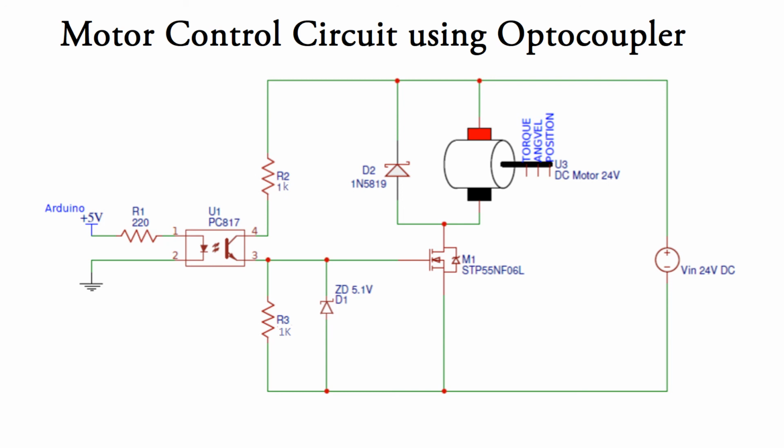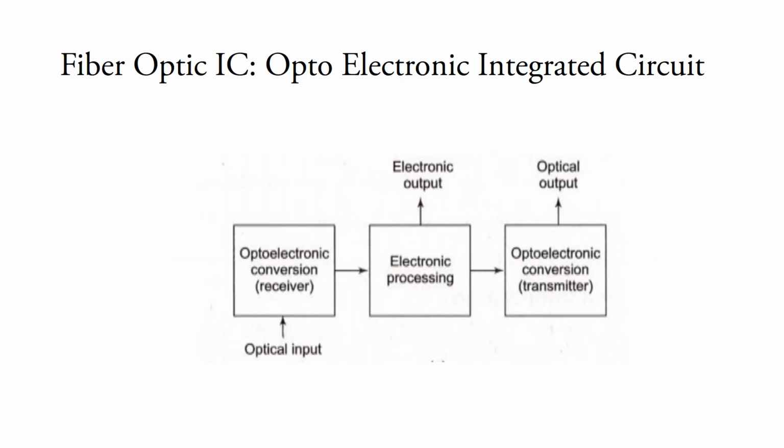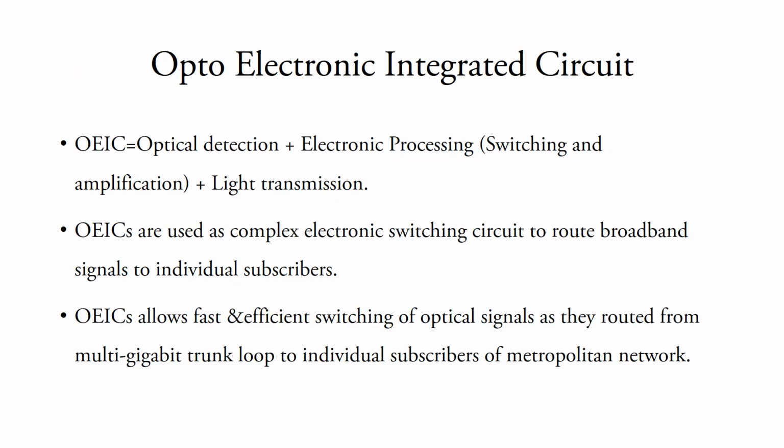This is the major application of this optocoupler circuit, which has three major blocks: optoelectronic conversion, electronic process and optoelectronic conversion, in which it gets the optical input, processes using the electronic signal, and then releases the output. So the OEIC performs three major operations: optical detection, electronic processing, which includes switching and amplification, and light transmission. So it is used as a complex electronic switching circuit to route broadband signals to individual subscribers.